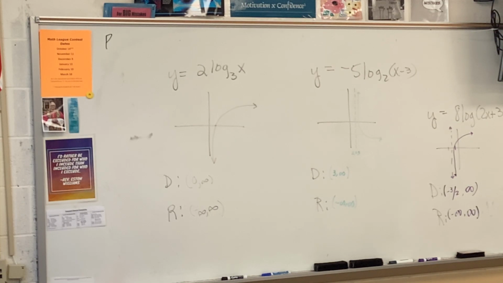Anybody else? Yep, Leo? So will the range always be negative infinity? For a logarithmic curve, what do you think? Unless you've done something funky, like put it in absolute value or something like that, yes. Because, Leo, think about an exponential. What is the domain of an exponential? All real numbers and their inverses. So yeah, the domain is all real for an exponential, the range will be all real for a logarithm.